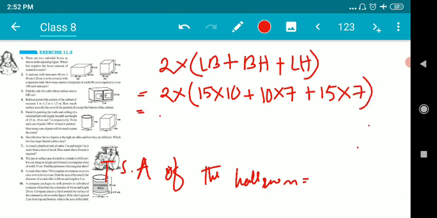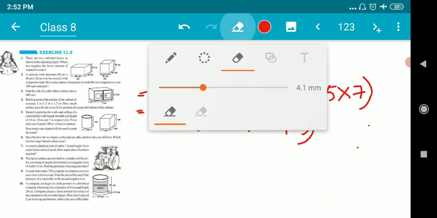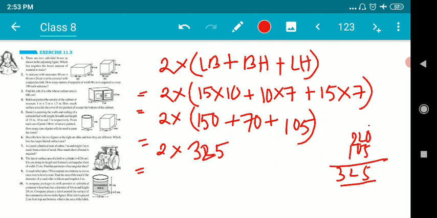Let's calculate this one. 2 into (150 plus 70 plus 105). Let's add them and multiply with 2 to get the total surface area, means the surface area of all 6 walls. So 2 into, 150 plus 70 is 220. 220 plus 105 is 325. 325 will be multiplied by 2.